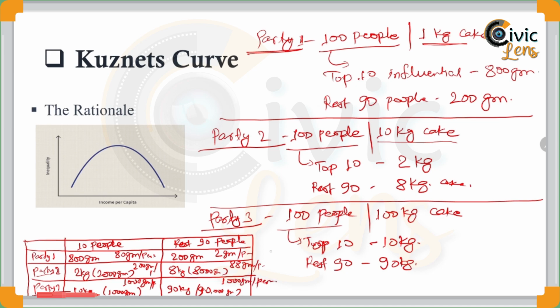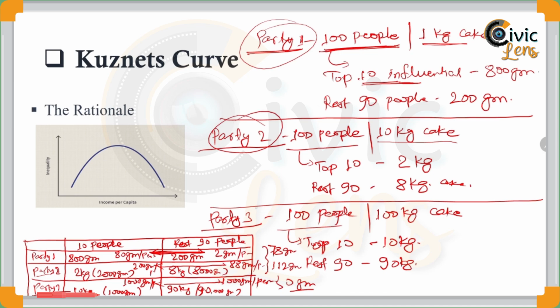So if you compare party 1 and party 2, in party 1, the difference between these 10 people and these 90 people per person is around 78 gram, right? In party 2, the difference between these 10 people and these 90 people per person will be around 112 gram, right? And in party 3, the difference between these 10 people and these 90 people will be 0 gram, right? So what we are doing in all the parties is that the number of total people as well as influential people are the same in all the parties, right? Party 1, party 2, party 3, right?